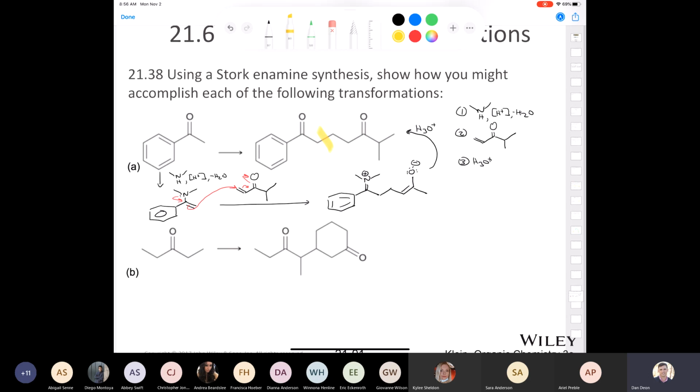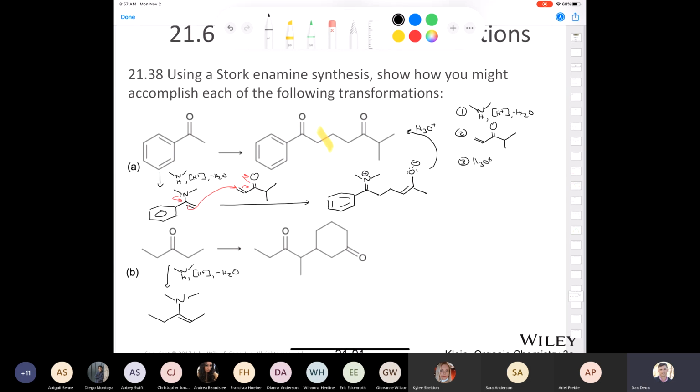Kind of the trick in the next one is that this methyl group here is this methyl group that's pointing down like that, right? Because when you treat this with dimethylamine in the first step, with a catalytic amount of acid, and remove the water, you end up with this enamine, which looks like that, right?